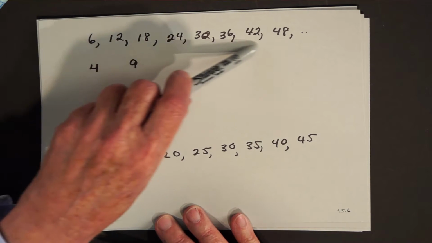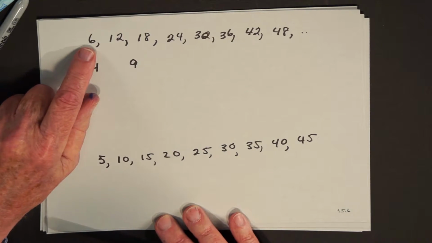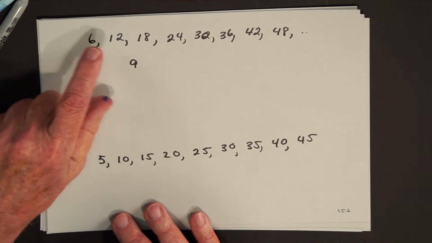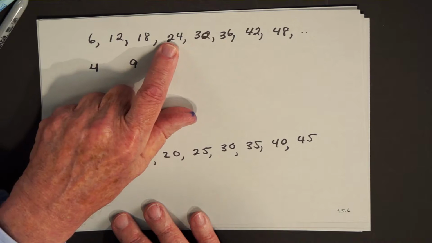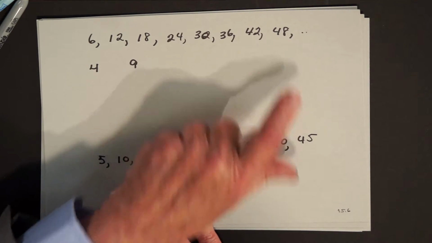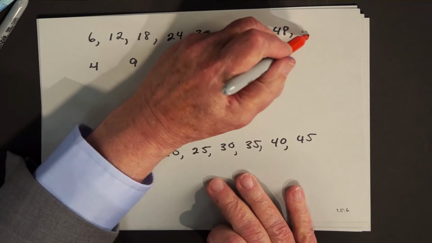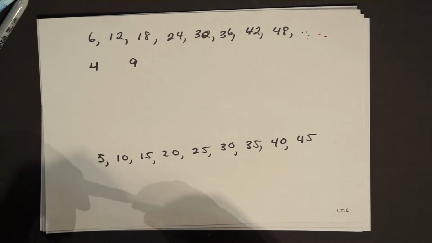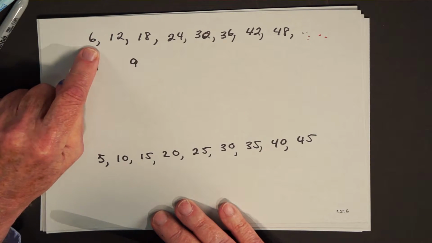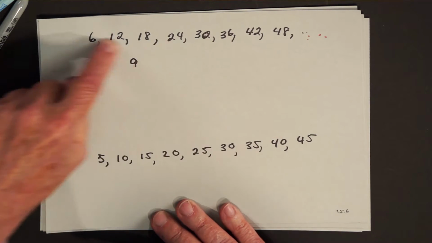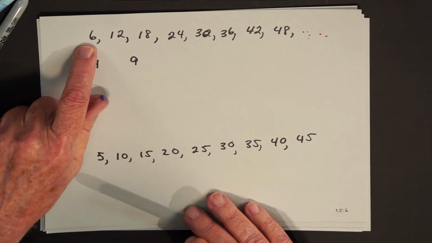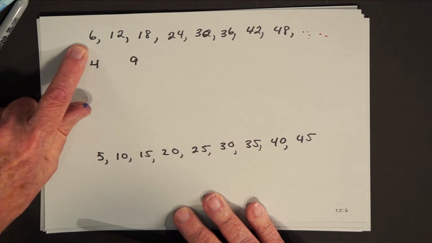Here I've listed the multiples of 6. It's a very prestigious organization. We call it the 6 Club. 6 belongs, 12 belongs, 18 belongs, 24 belongs, 30 belongs, 36 belongs, 42 belongs, 48 belongs, etc. Number 4 would like to join, but he's not eligible. These are the only numbers that are eligible to belong to this club. Number 9 would also like to join, but he's not in this club.